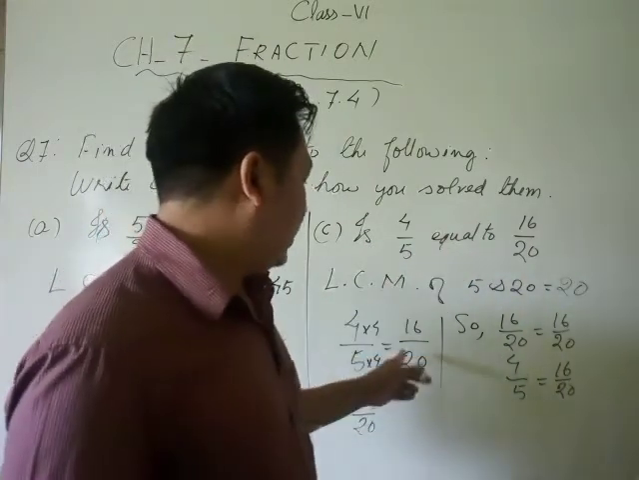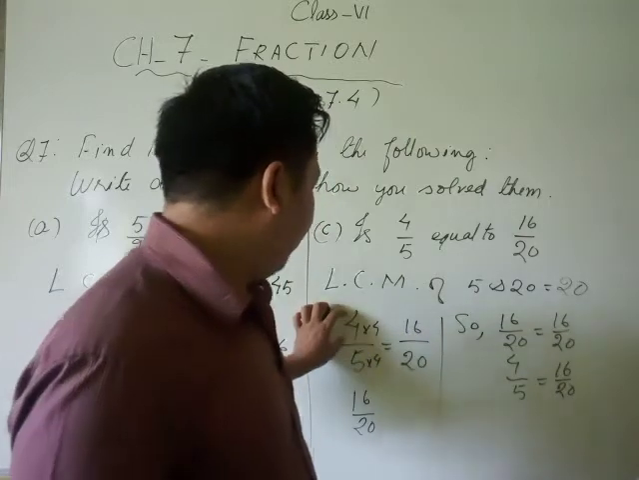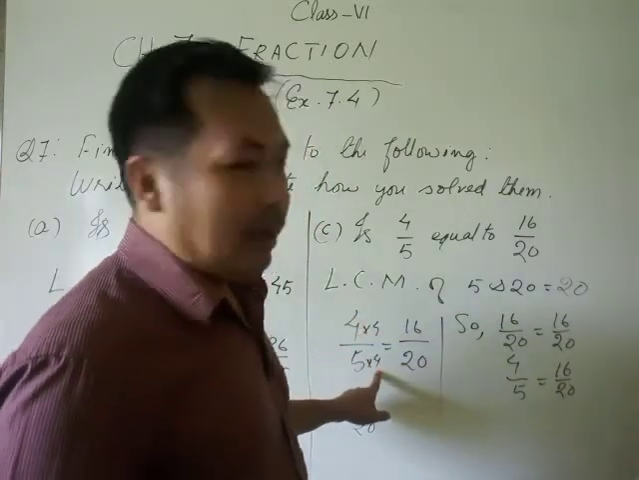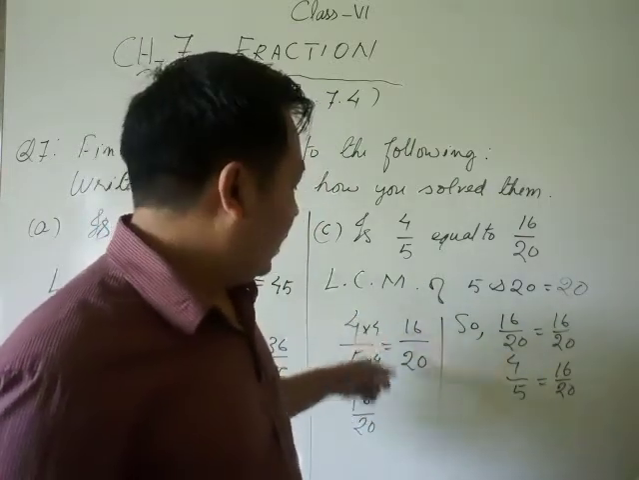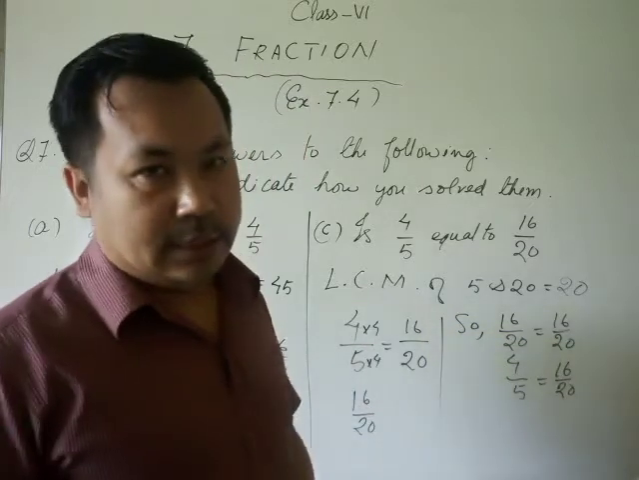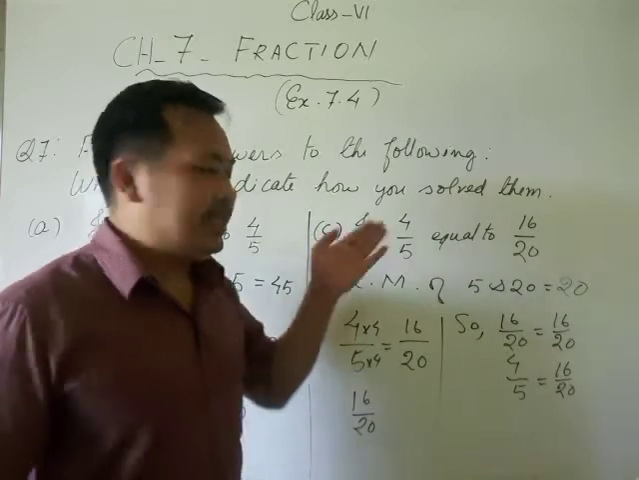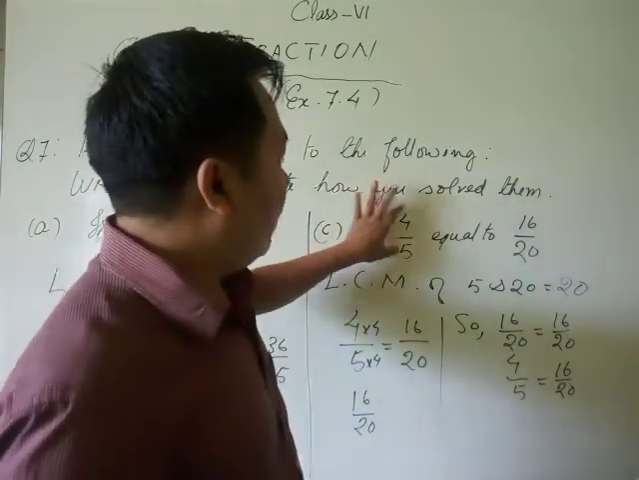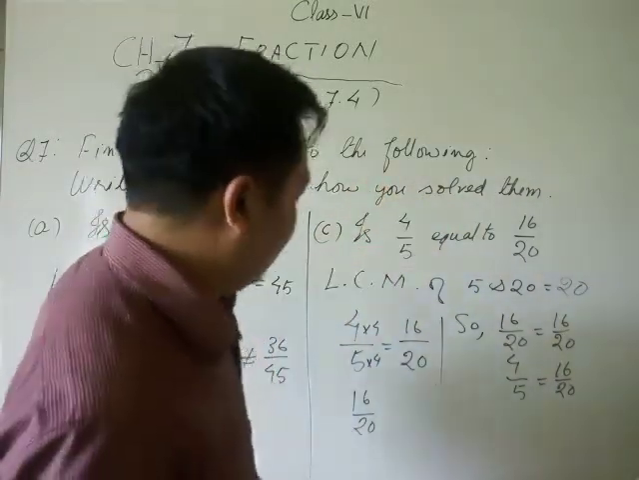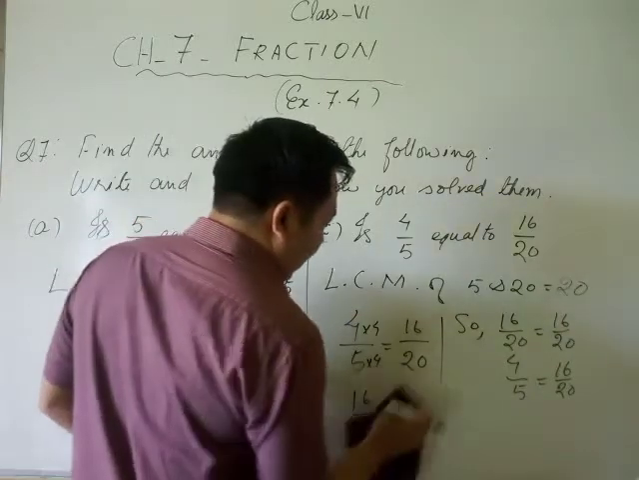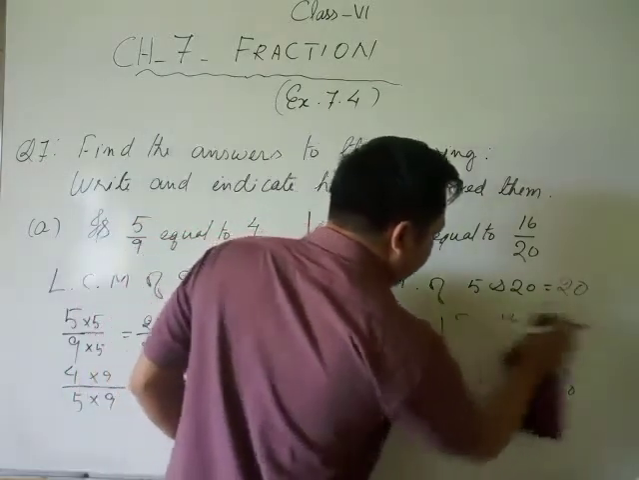Once again, we got 16 by 20 after multiplying the numerator and the denominator by 4. So like this, we prove that part C is correct. That means 4 by 5 is equal to 16 by 20. Once again, please try it yourself.